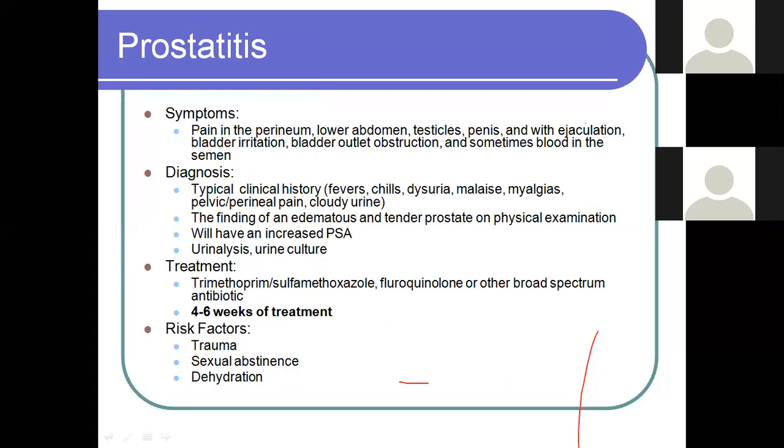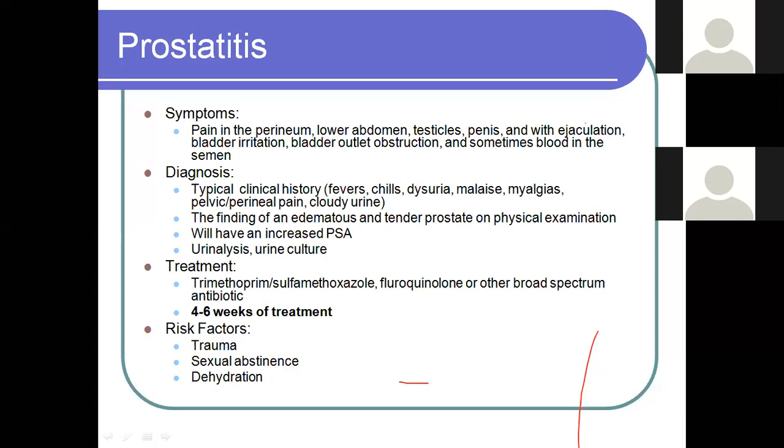Then prostatitis. Prostatitis is infection of the prostate gland. Obviously, it's only seen in male patients because females don't have a prostate. So the patient can have pain in the perineum, pain in the lower abdomen, testicular pain, penile pain with ejaculation. They also have symptoms of bladder irritation. They have symptoms of bladder outlet obstruction, which is poor flow, hesitancy, sense of incomplete bladder evacuation. And sometimes they have hemospermia, which is presence of blood in the semen.